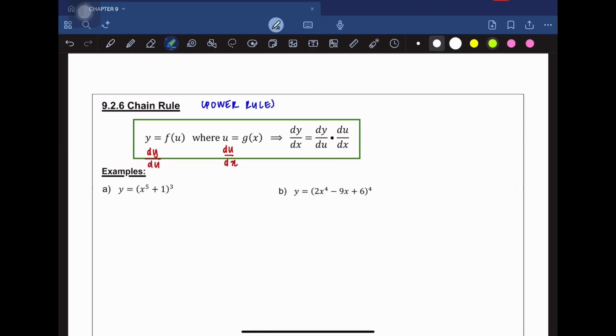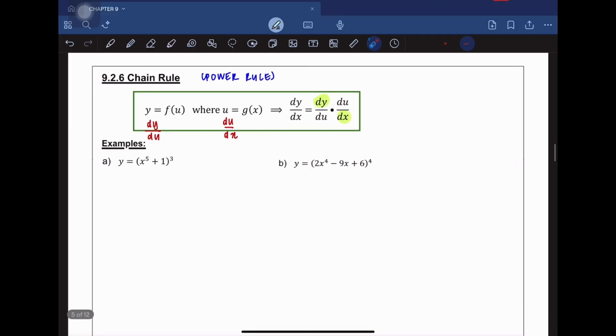Sebab apa? Perasan tak dekat sini, dy dx. Kita nak dy dx kan? So this one dy dx. So du mesti sama kat sini sebab we can cancel out. Okay, so now let's give it a try.